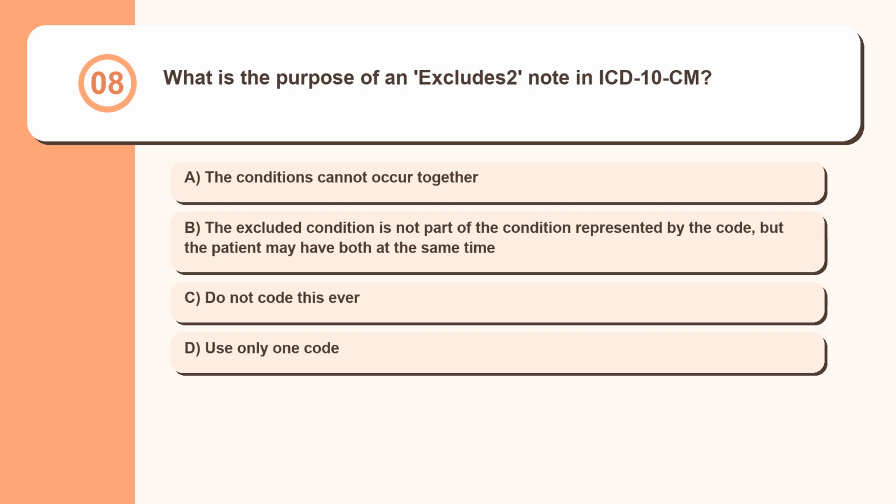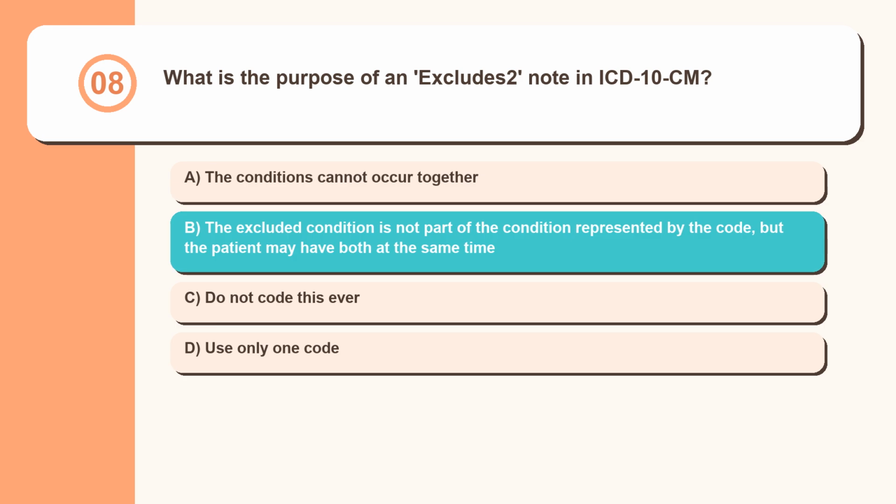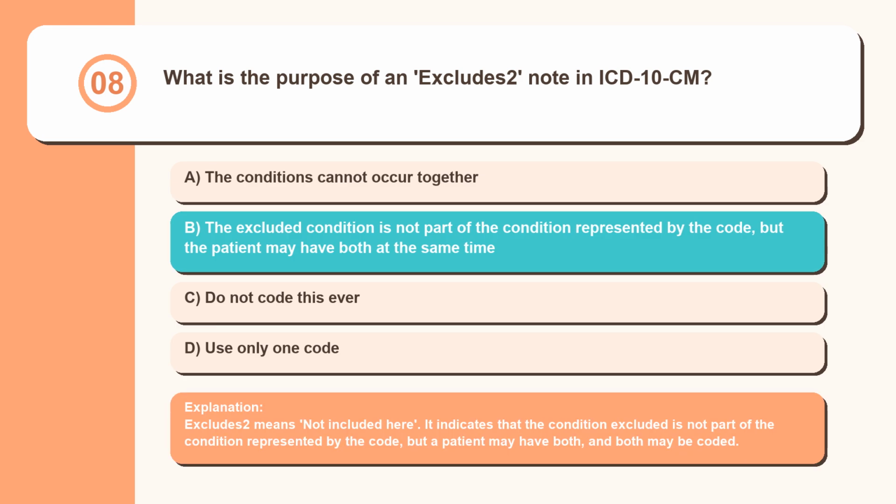Question 8. What is the purpose of an Excludes2 note in ICD-10-CM? The conditions cannot occur together. The excluded condition is not part of the condition represented by the code, but the patient may have both at the same time. Do not code this ever. Use only one code. Excludes2 means not included here. It indicates that the condition excluded is not part of the condition represented by the code, but a patient may have both, and both may be coded.